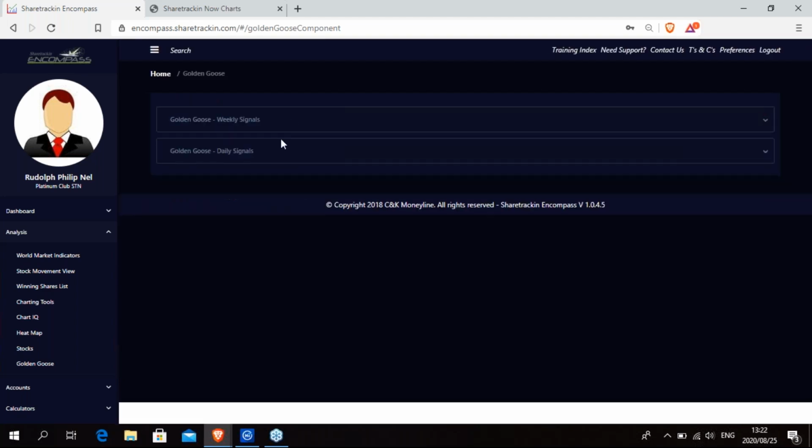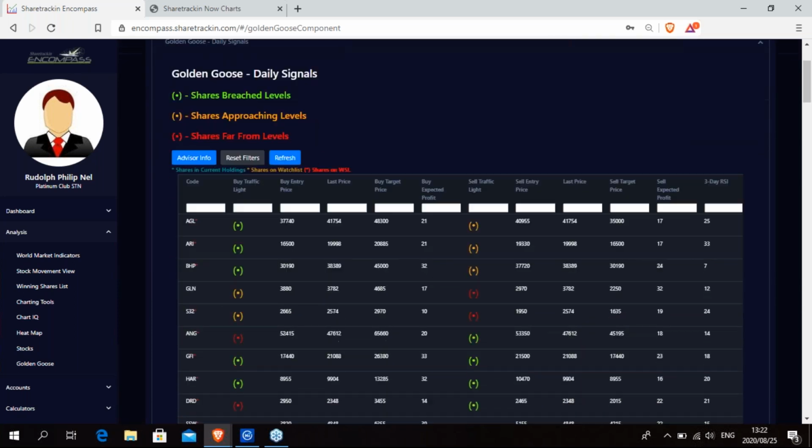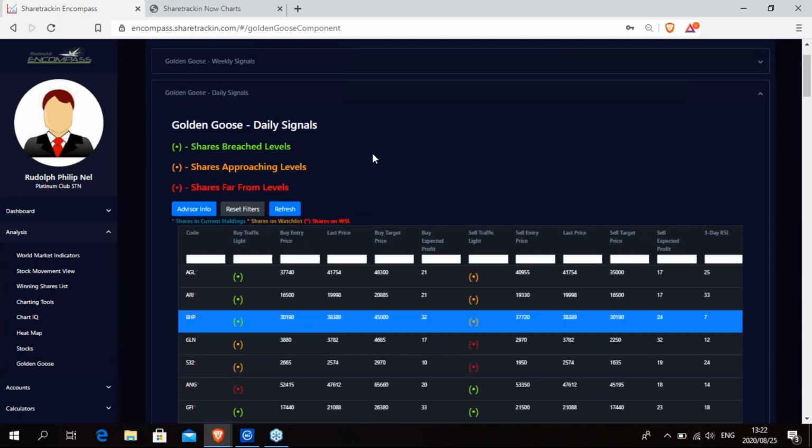Okay, as I said, you've got the daily signals as well. Now the daily signals, it's the same as your weekly signals, but with these ones you'll see that the profit is a little bit less than what you would get on your weekly signals. But it works exactly the same. Once it gives you that green signal, take that share, buy it on your portfolio, and see if you can make that buy expected profit.